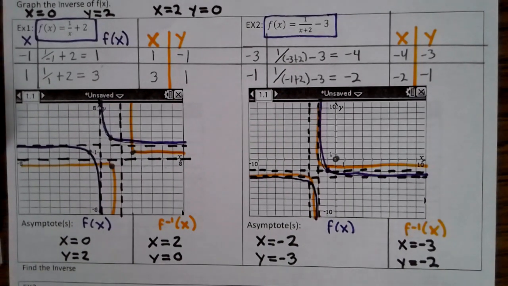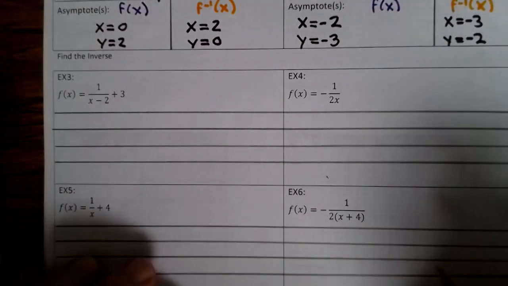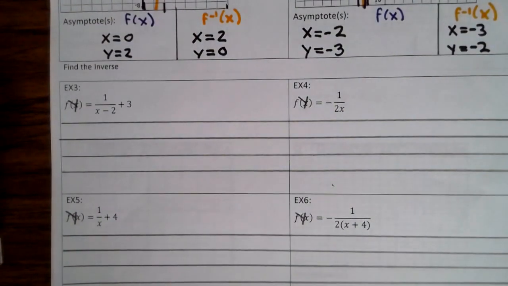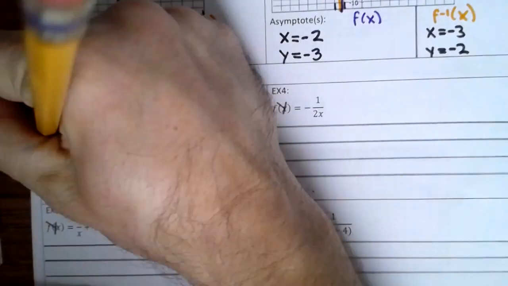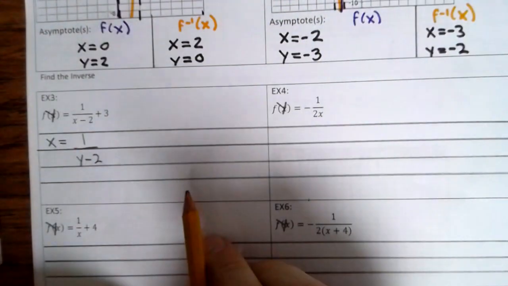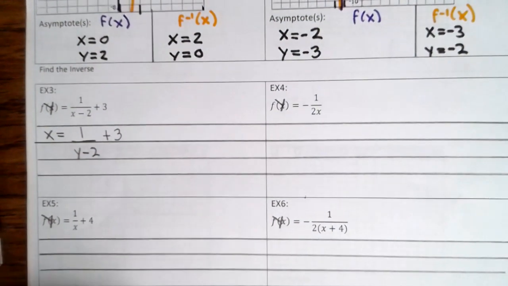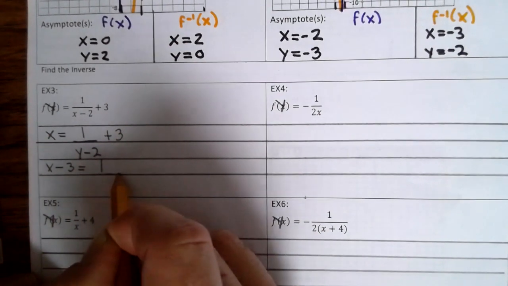All right, so first off, change all the f of x's to y. And to solve, we switch the x and y. So x equals 1 divided by y minus 2, plus 3. All right, next is subtract 3. So x minus 3 equals 1 divided by y minus 2. And we probably want to put those in parentheses.